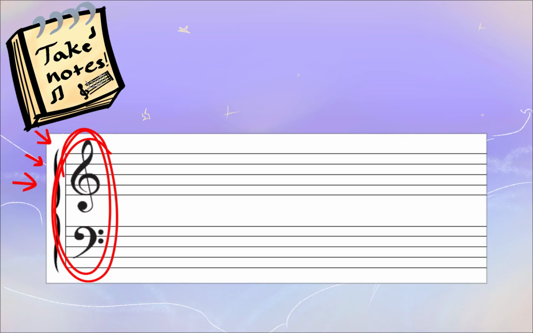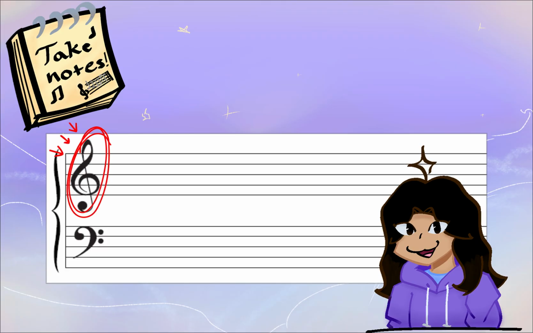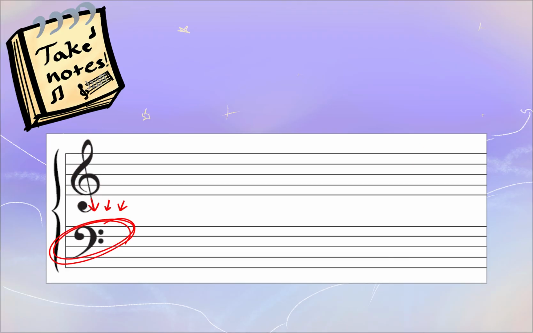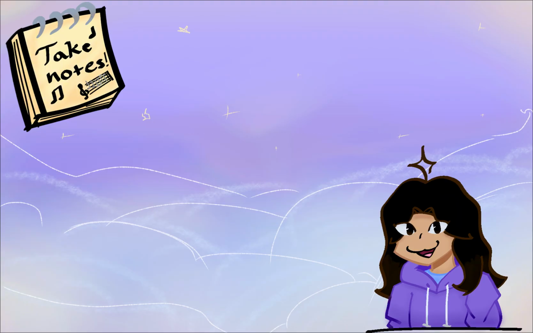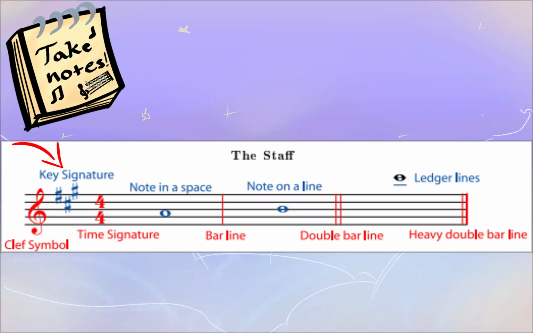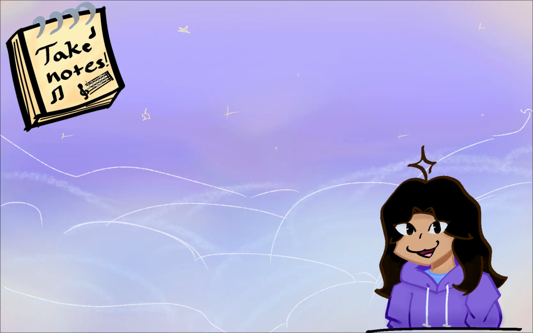There are 2 main clefs, the treble clef, the high one, and the bass clef, the low one. These 2 clefs are connected together by a middle note called C. Why is the note called that, you may ask? I'll tell you later. Sometimes there's a key signature right after the clef, which tells you the key of the music you're playing. We'll get to that later.